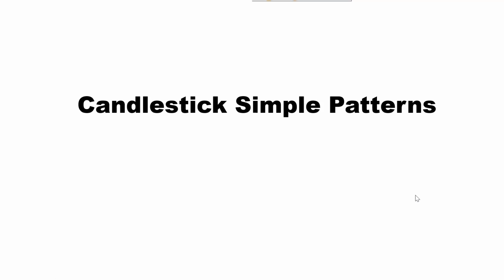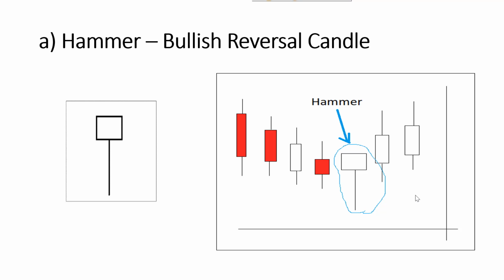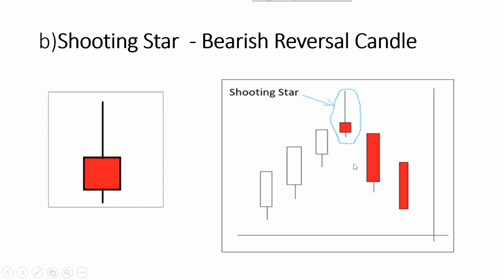So a couple of simple patterns to note. Hammer. A hammer is a bullish reversal candle. So this candle has a wick or shadow bigger than the body, and it looks like a hammer. It means we are going for a positive price movement in the upcoming days. The buyers are in action.